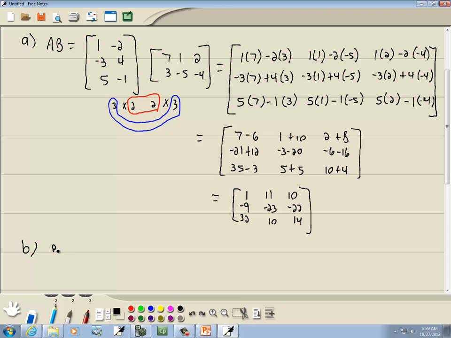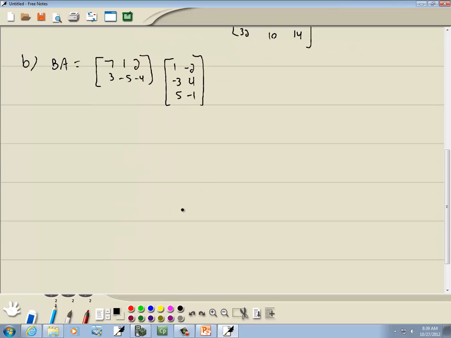Now B. B says to take B times A. So I got 7, 1, 2, 3, negative 5, negative 4, times 1, negative 2, negative 3, 4, and 5, negative 1. And that looks good. Okay, so this one, rows by columns. This is 2 by 3. And this is rows by columns, 3 by 2. Again, for you to be able to multiply these together, these numbers have to match, which they do. Size of our answer is 2 by 2.